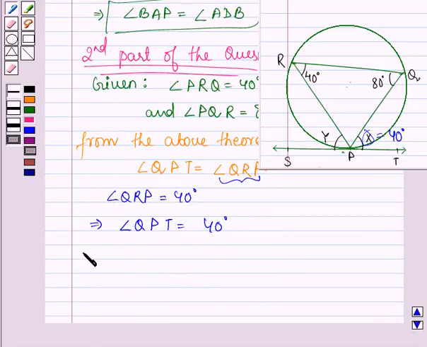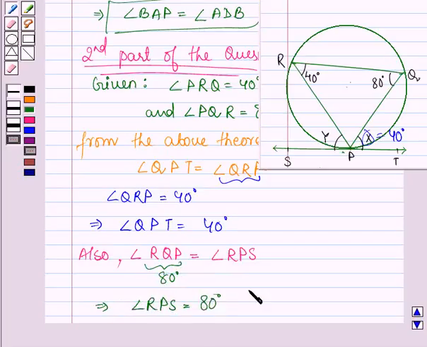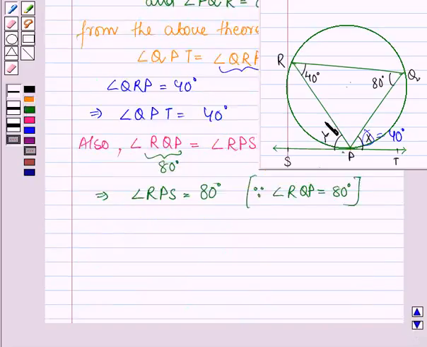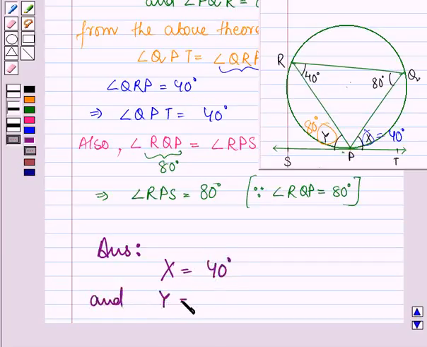And also, again from the above theorem, we have for the chord RP, angle RQP is equal to angle RPS, and here again we are given that RQP is equal to 80 degrees. So this implies angle RPS is equal to 80 degrees, which implies that Y is equal to 80 degrees. Hence, our answer is X is equal to 40 degrees and Y is equal to 80 degrees.